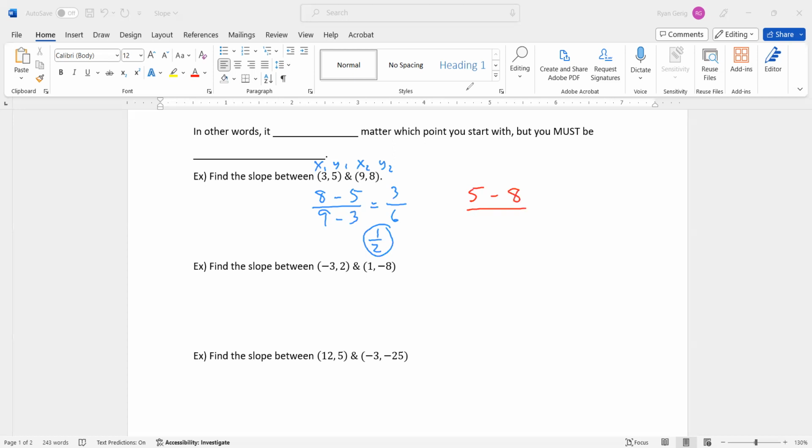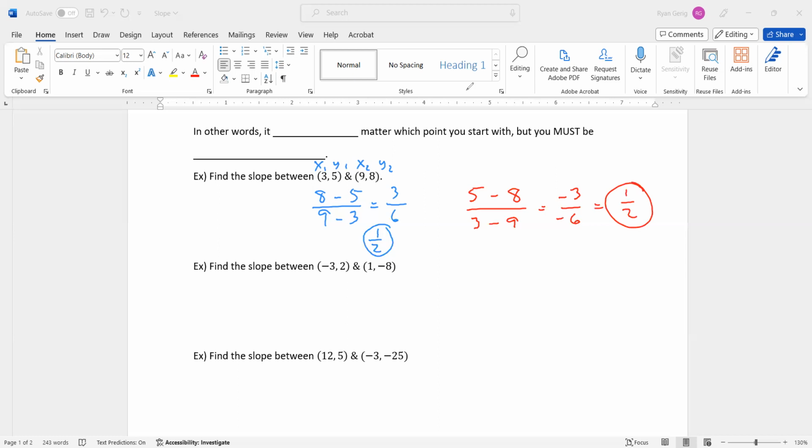But if I start with y1, I've got to start with x1. So that's 3 on the bottom. And then x2 is 9. 5 minus 8 is -3. 3 minus 9 is -6. Reduce that. The negatives are going to cancel, and you are also going to get positive 1/2. So it doesn't matter which one you start with. I think I proved that there.